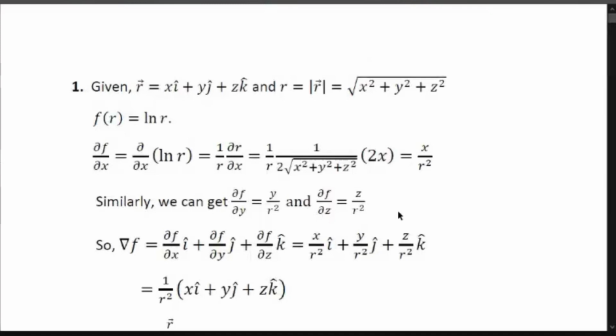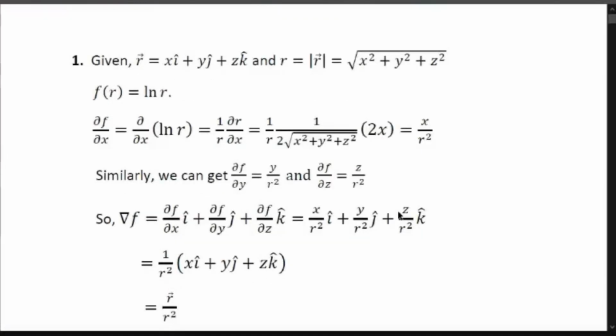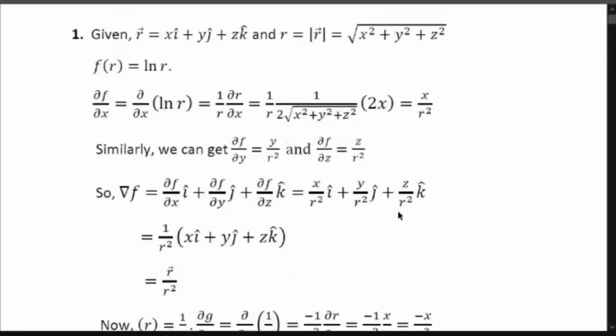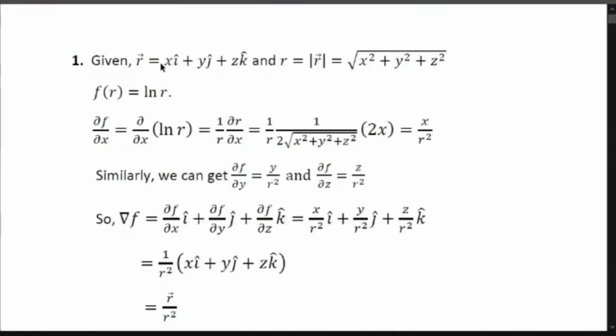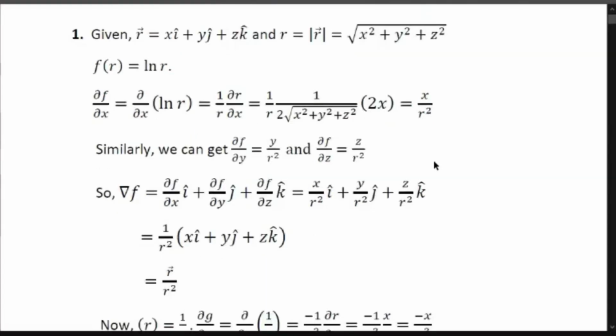So this is how you have to do this question. I have given the details here. R is given as xi plus yj plus zk, and the modulus of this is the square root of x square plus y square plus z square, and f of R is log R. Now we have to find out del f, the gradient of f.